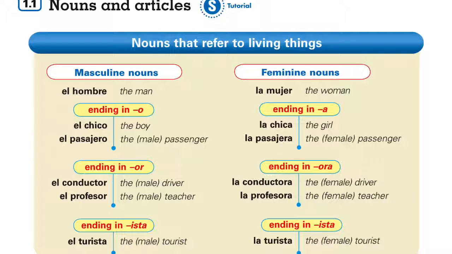Good. Usually the masculine nouns end in O and feminine nouns end in A. However, that's not always the case. If you notice, we have things that end in OR or ORA. Okay, that is, OR is masculine, ORA is feminine, as well as ista. Do you guys see that? Ista. For example, el turista, the tourist.